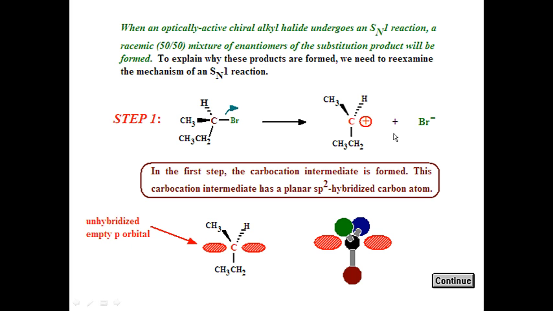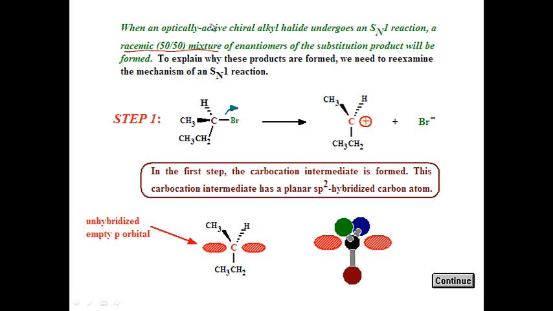And you'd be right, because when you react an optically active chiral alcohol in an SN1 reaction, what you end up with is a racemic mixture of enantiomers. So when you react an optically active alkyl halide, if the mechanism is SN1, you get a racemic mixture which is not optically active. It doesn't rotate plane polarized light. So how would that happen?